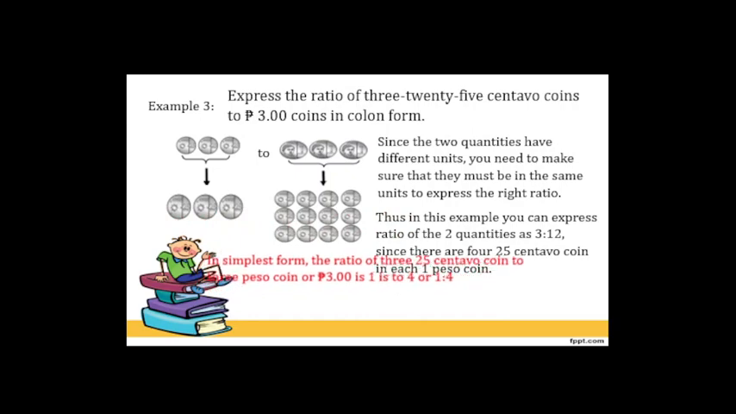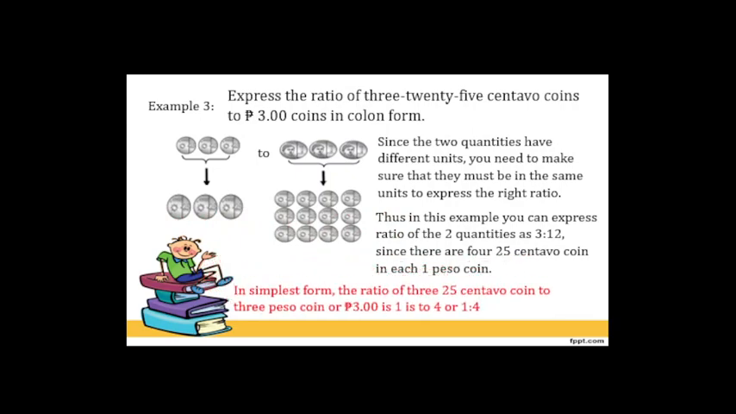In simplest form, the ratio of 3 25-centavo coins to 3 pesos is 1 is to 4. Why is it 1 is to 4? It's because 3 over 12, and we divide both terms by 3. And 3 divided by 3 is 1. And 12 divided by 3 is 4.